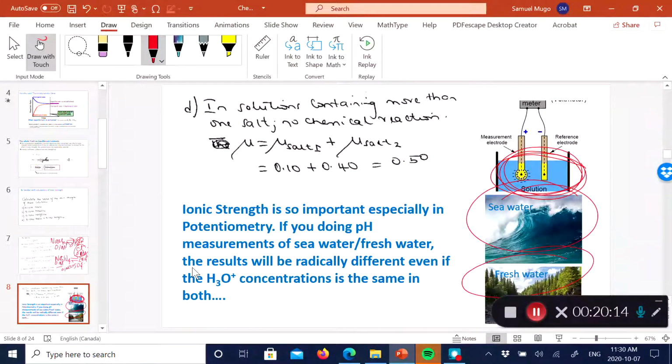So I guess the moral of the story is, don't just take a pH electrode, dip it in the ocean, and then dip it in river water, and imagine that the results are accurate. They are not. We need to make sure that the ionic strength of the solutions that we are measuring are very, very similar.